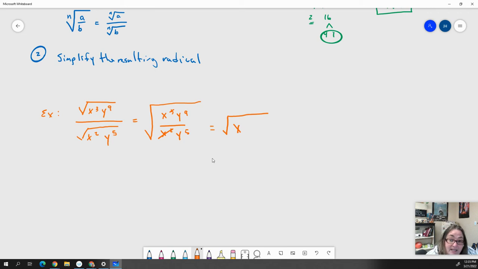Here I have y to the 9th, and here I have y to the 5th. So I can cross out 5 x's from here, 5 y's from here, but I could also get rid of 5 from there. So 9 minus 5, I would have 4 y's left. Did that make sense?